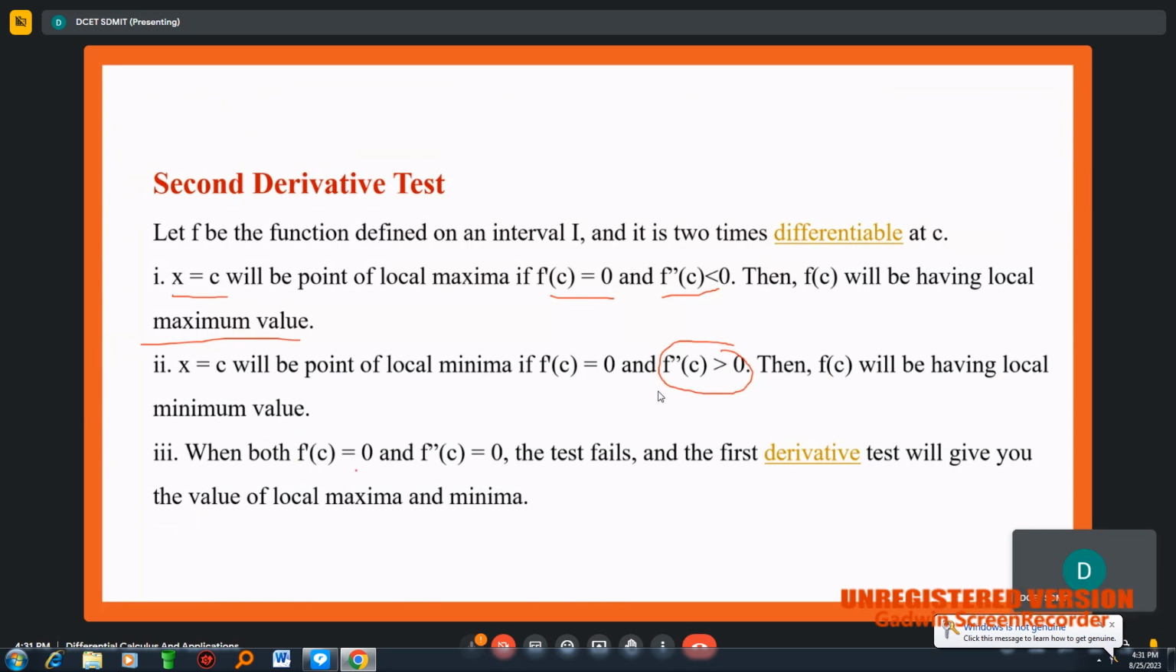When both f dash of C is 0 and f double dash of C is equal to 0, the test fails, and the first derivative test will give you the local maxima and minima.